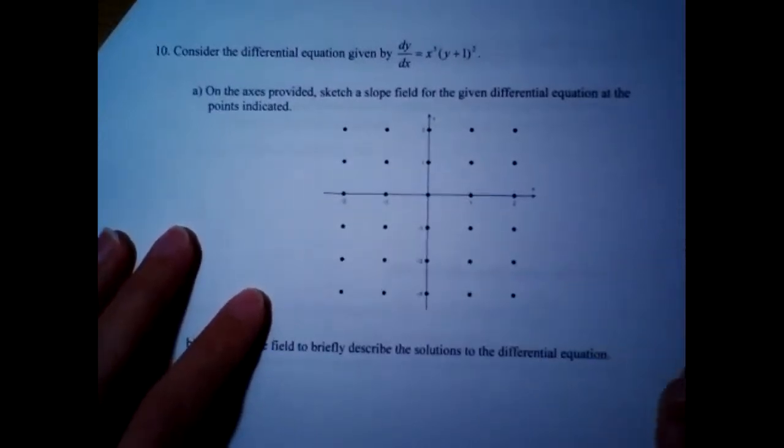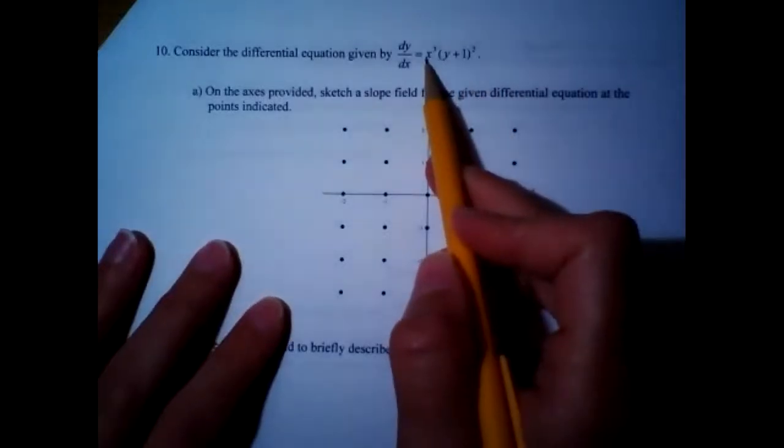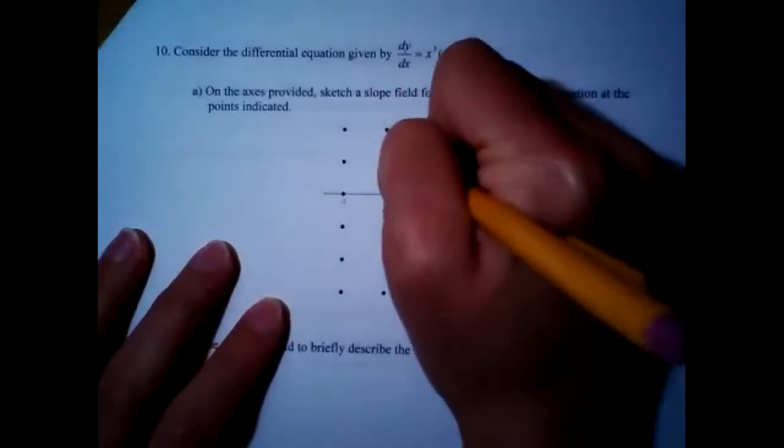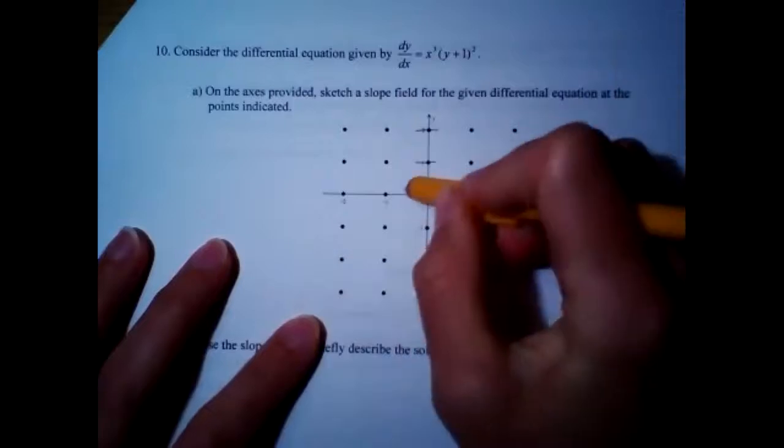I want to find all the 0 slopes first. Anywhere that x is 0, we're going to have a 0 slope. So I can put in zeros for this entire column here.